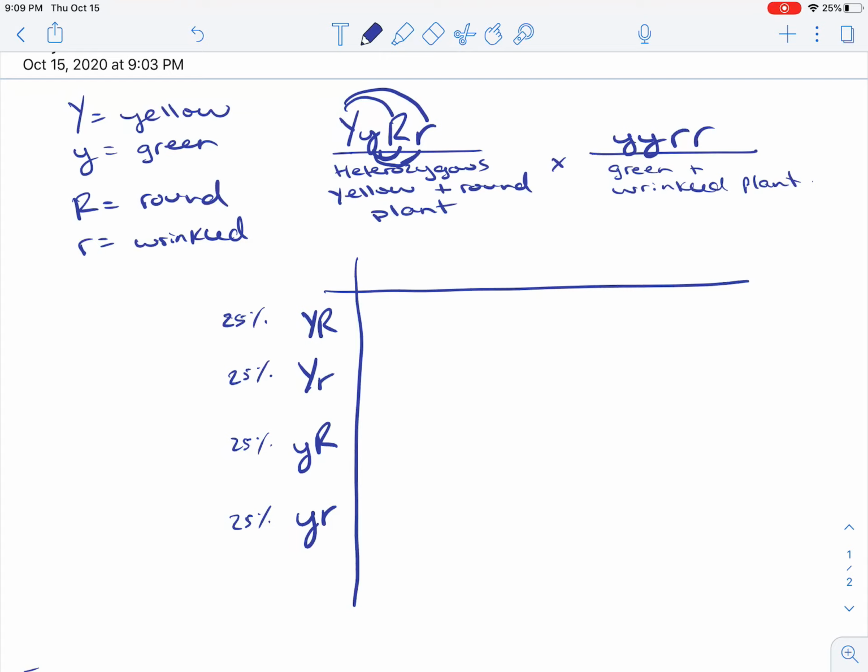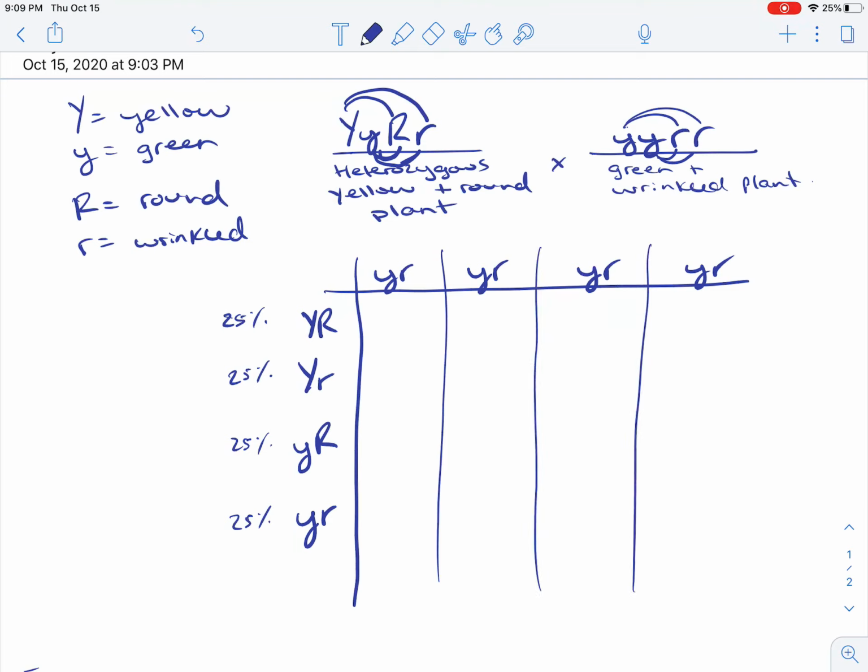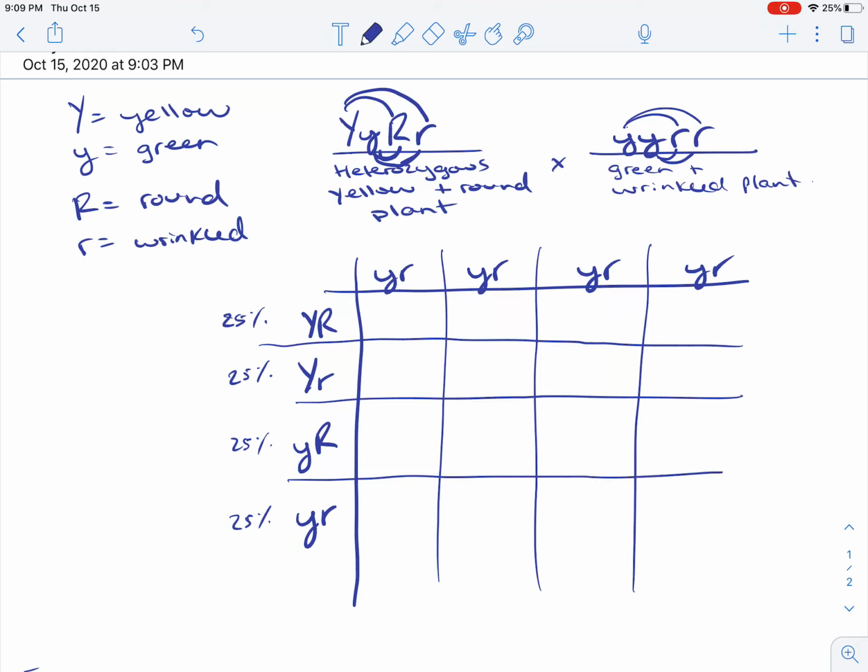And in the other plant, we're going to do the same thing, and if we FOIL first terms, outside terms, inside terms, last terms, what we end up with is little y, little r, little y, little r, little y, little r, little y, little r. And so we could go ahead and do the entire Punnett square, but it's kind of a waste of time because all four alleles from this parent are all exactly the same. So I could do the whole thing, but I'm not going to.